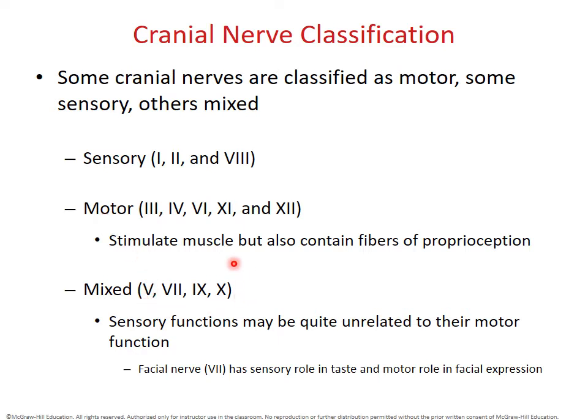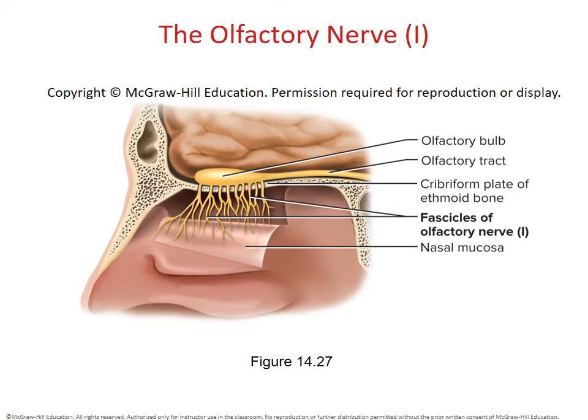And then we have 4 cranial nerves that are truly mixed in their function, meaning they have significant motor and sensory functions both. So these are much like spinal nerves that truly have a healthy mixture of motor and sensory function. All right, so at this point we're going to run through the nerves one by one.